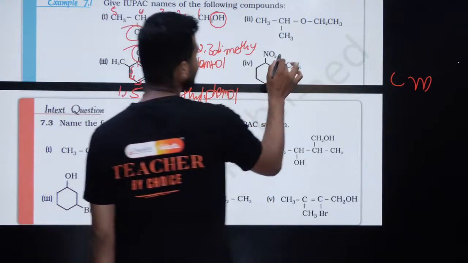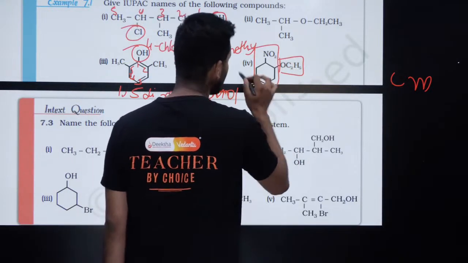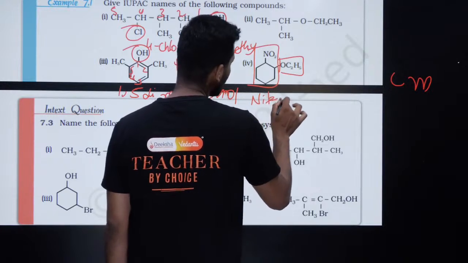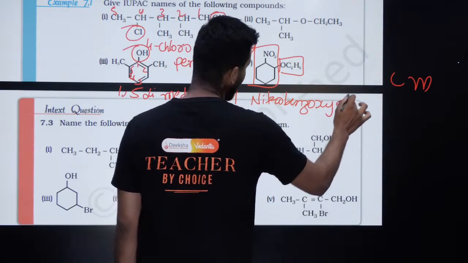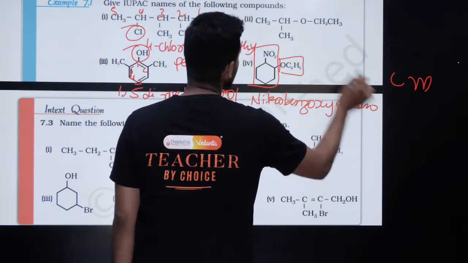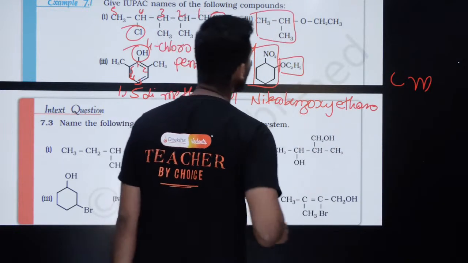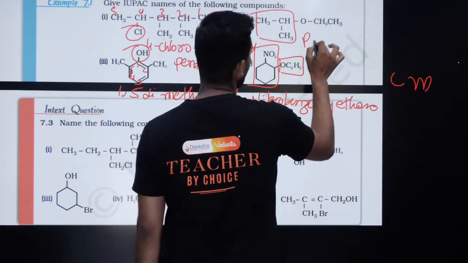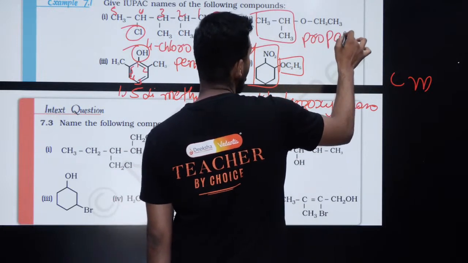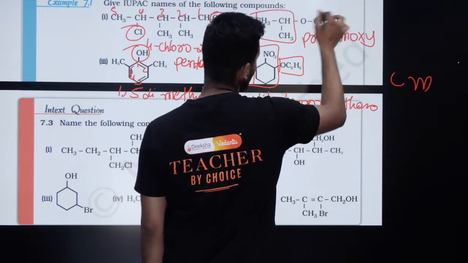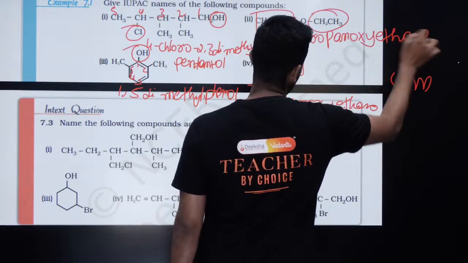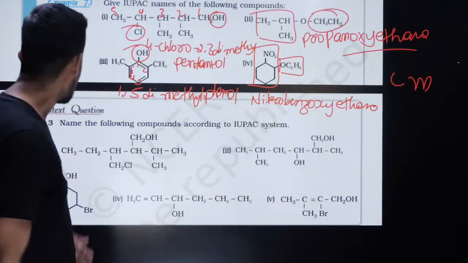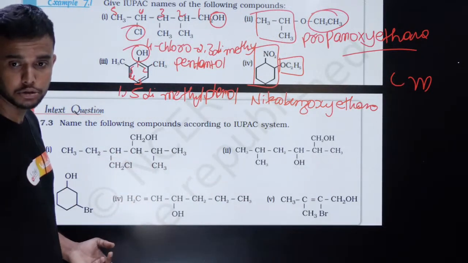This compound is an ether compound. This is nitrobenzene. Very simple. Nitrobenzoxyethane. In this case, a phenyl group and a propane group are there. Propanoxy. What is this name? CH2 is nothing but ethane. Propanoxyethane. This is the name. Very simple. And also here we have other compounds, my dear students.